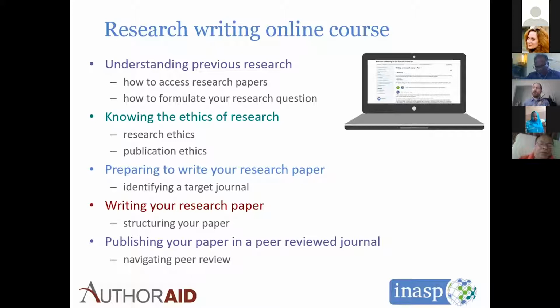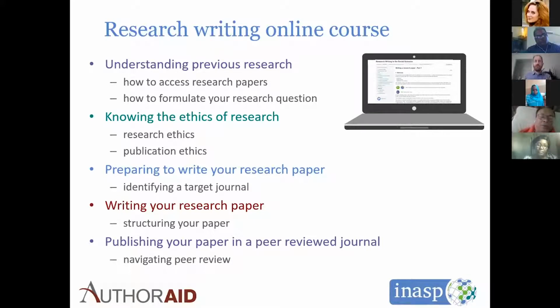And it really can depend on the journal as to how you structure your research paper. Is it a standard hourglass figure, or in the social sciences, perhaps is a slightly different structure. So it's important to understand what the journal expects and the structure of your paper. And then finally, another really important component of research writing, actually how to navigate peer review. This is a really important aspect of how you actually get your research published.